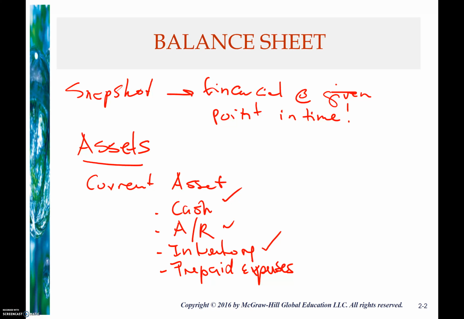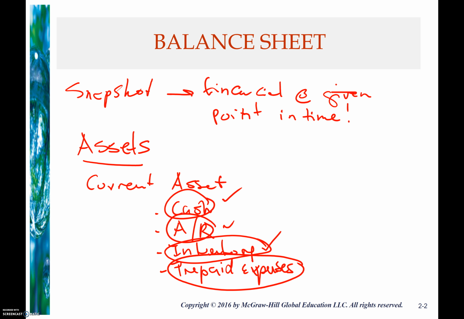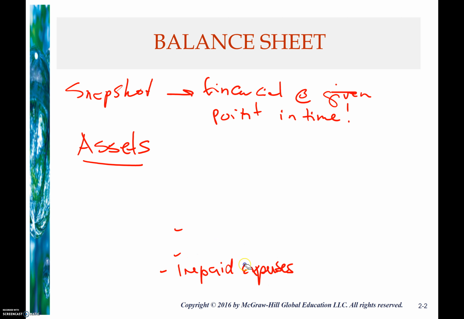All right. So your cash is available at any time. Your accounts receivable is money to be received from customers at a future date. Your inventory is a list of goods to be sold, and your prepaid expenses is the sum paid in advance. All right. So these are your current assets.